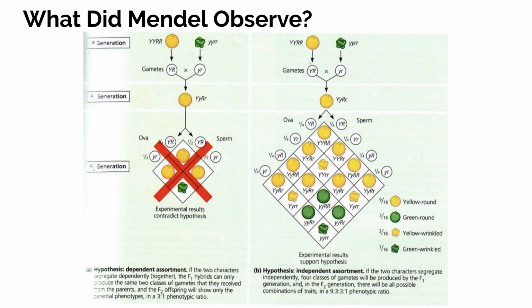The 9 represents the 9 of 16 offspring who display the dominant phenotype for both traits. The 3 represents the 3 of 16 offspring who show the dominant for one phenotype and the recessive for the other. The other 3 is then the inverse, showing the other dominant phenotype and the other recessive phenotype combined together. And then that 1 out of 16 is the group of offspring that only show the recessive for both.